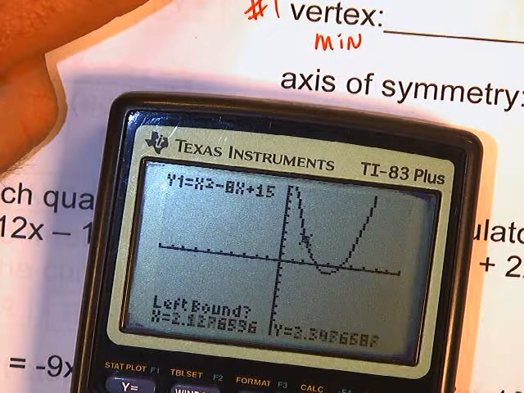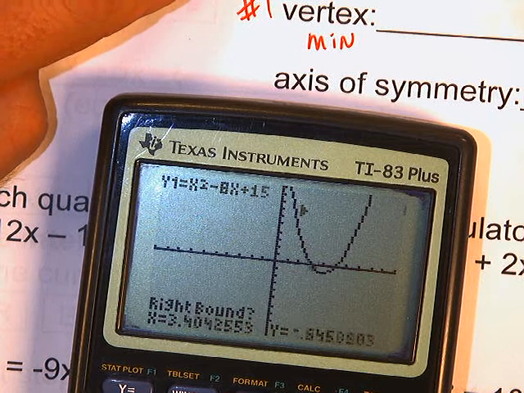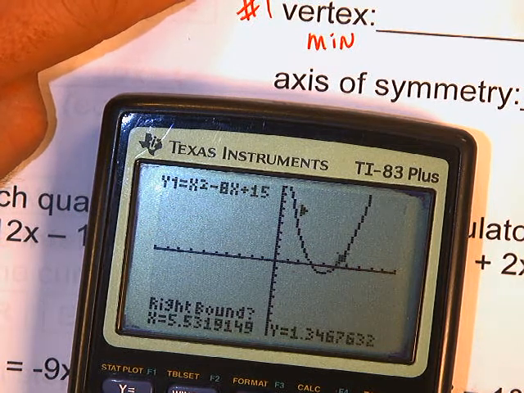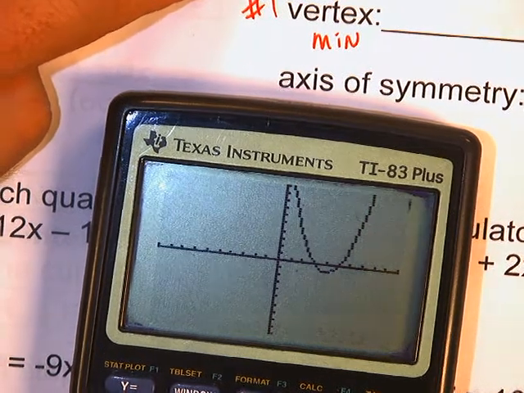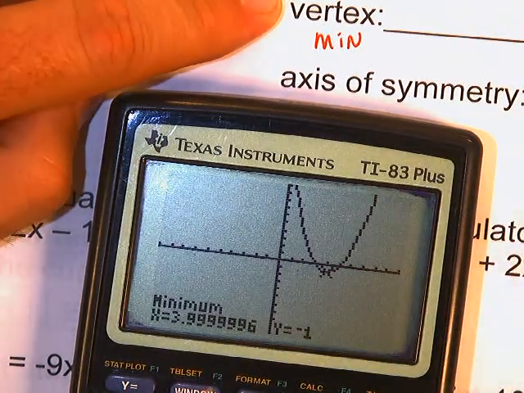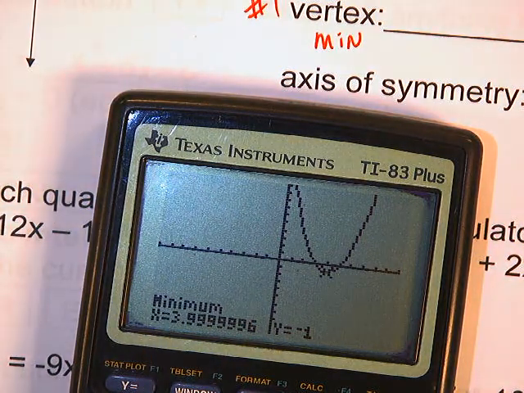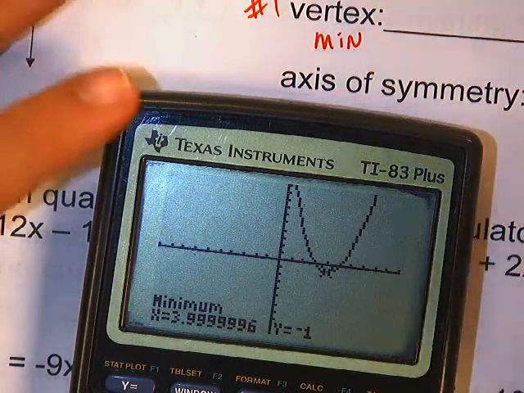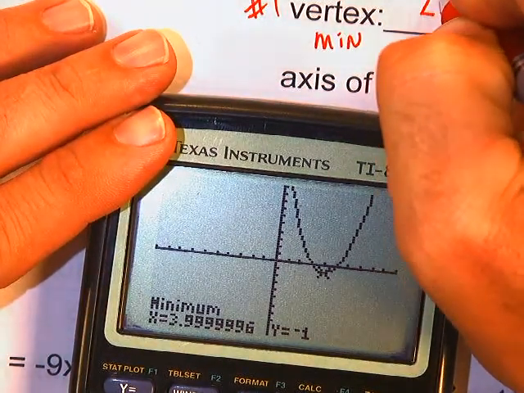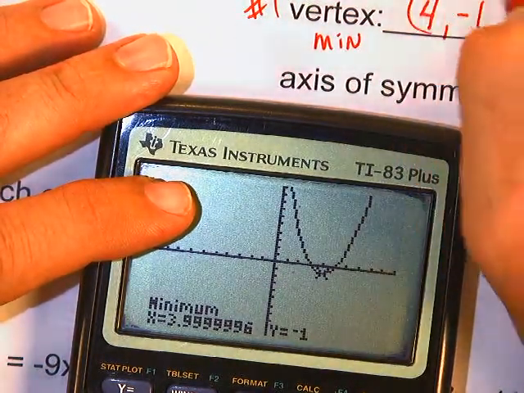Find the cursor. Move it to the left of the vertex. Hit enter. Right bound. Move it to the right of the vertex. Hit enter. Guess, hit enter again. Sometimes they stretch it out a little bit. Go ahead and round this 3.99999. That's close to 4. So I'm going to say the x value is 4, the y value is -1. There's my vertex.